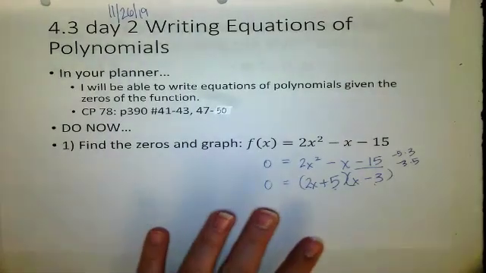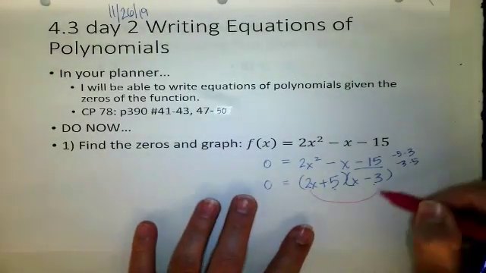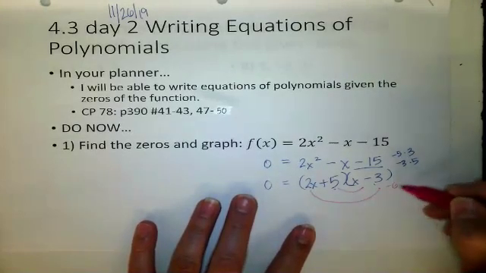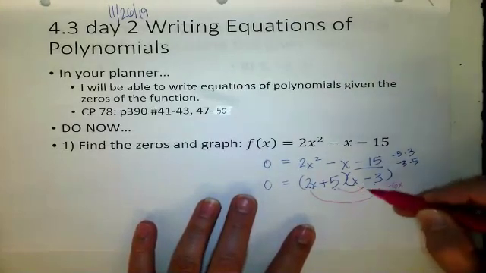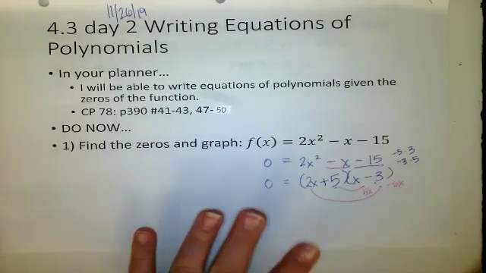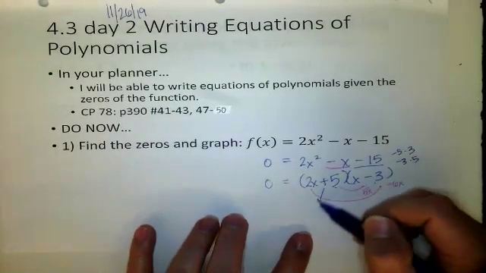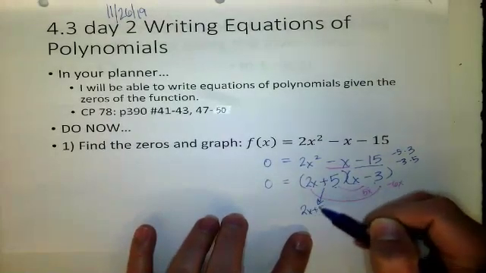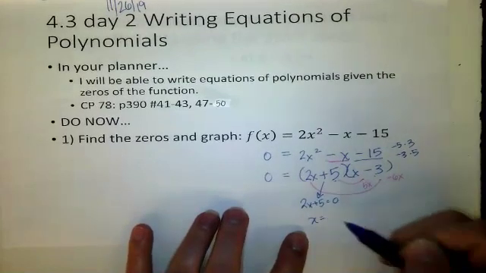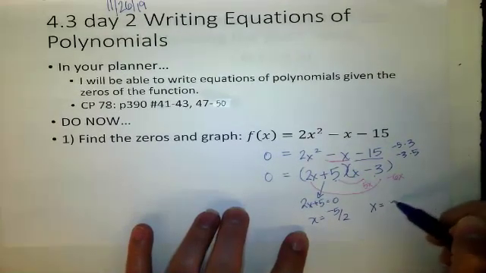How do you know if you did it right? Check the rainbow. Really important to check the rainbow. 2x times negative 3 is negative 6x, and 5 times x is 5x, and that's where that middle term comes from. So now if I'm going to set each bubble equal to 0, what does x equal? Negative 5 over 2 and 3.